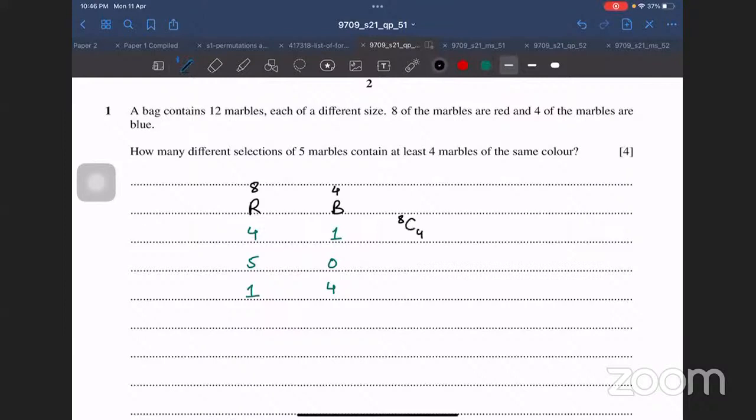I get 8C4 into 4C1 plus 8C5 into 4C0 plus 8C1 into 4C4. This gives me 280, 56, and 8. 280 plus 56 plus 8 gives me a total of 344.